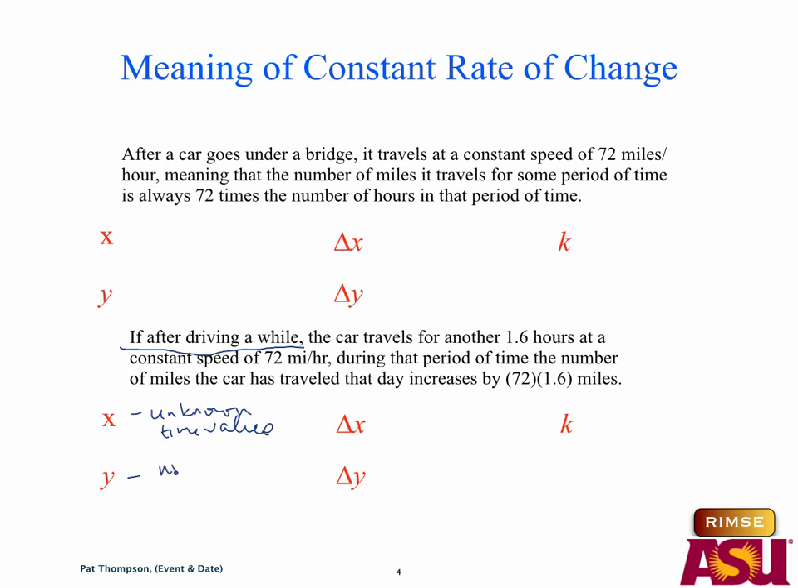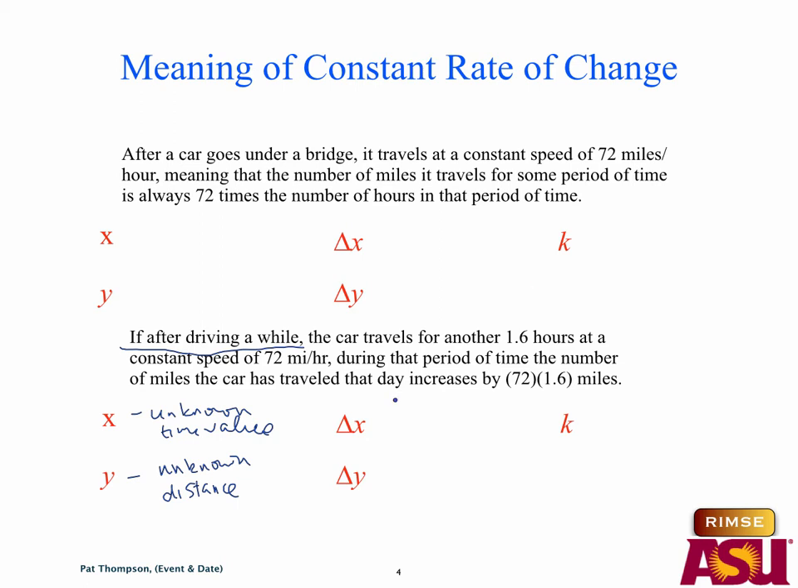We have no idea how far you've driven because we don't even know if I was driving 72 miles per hour for the entire time, right? I was driving for a while after I went under the bridge. So maybe this original scenario lasted for an hour and a half, but then maybe I slowed down. Then maybe I sped up. And then we resumed this scenario. Crazy stuff could have happened. I don't know where I am after I've been driving for a while.